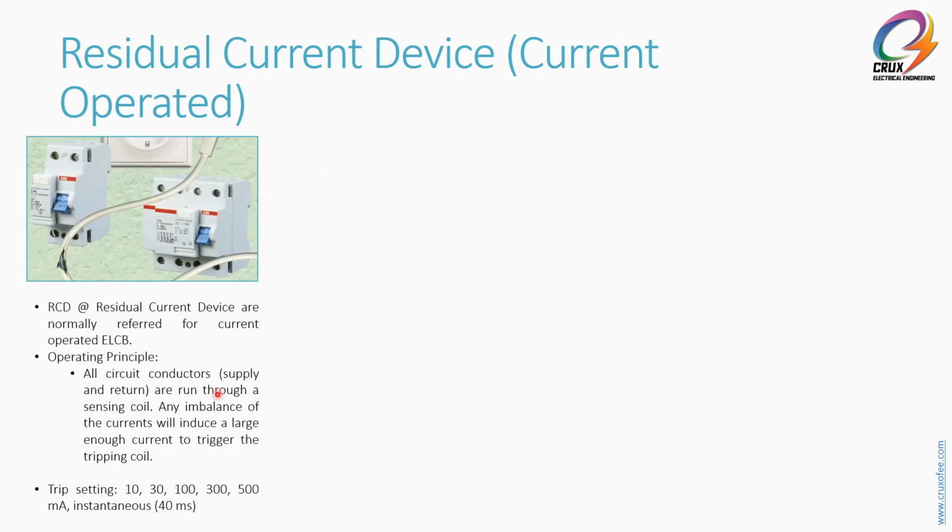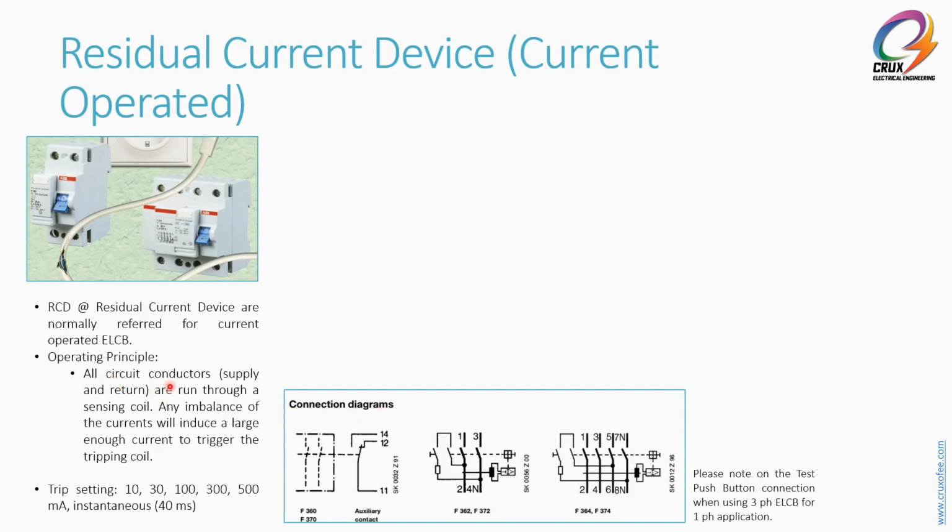So what's a residual current device? It's basically a current operated circuit breaker, normally referred to as the current operated ELCB, earth leakage circuit breaker. The operating principle is quite simple. All circuit conductors, supply and return, are run through a sensing coil. Any imbalance of the currents will induce a large enough current to trigger the tripping coil.